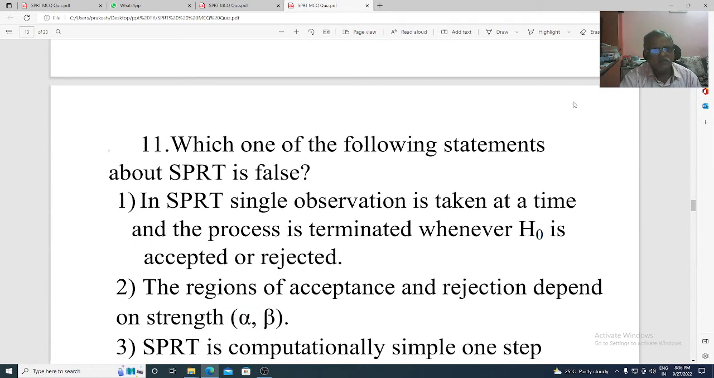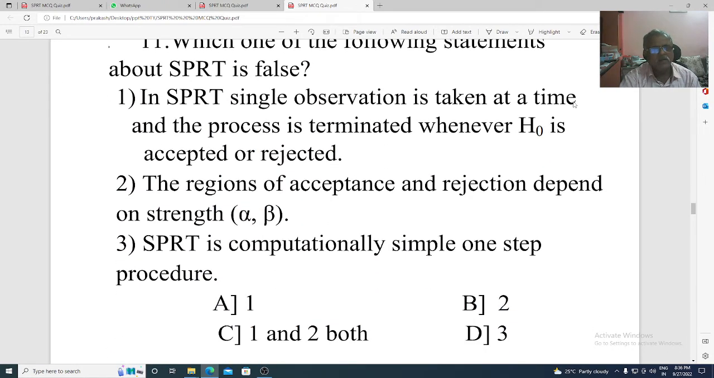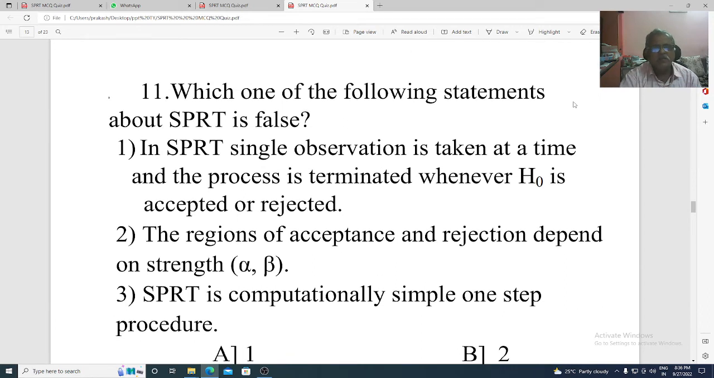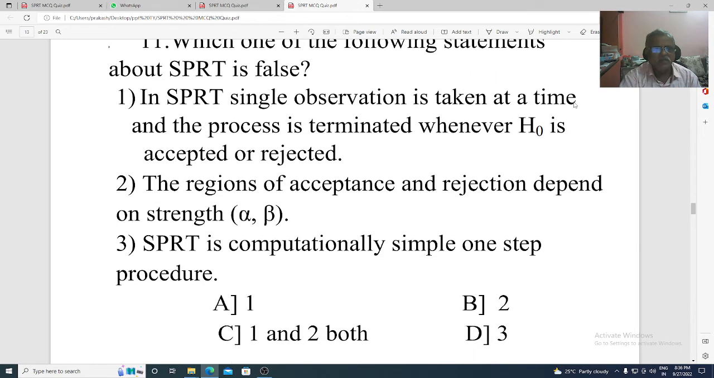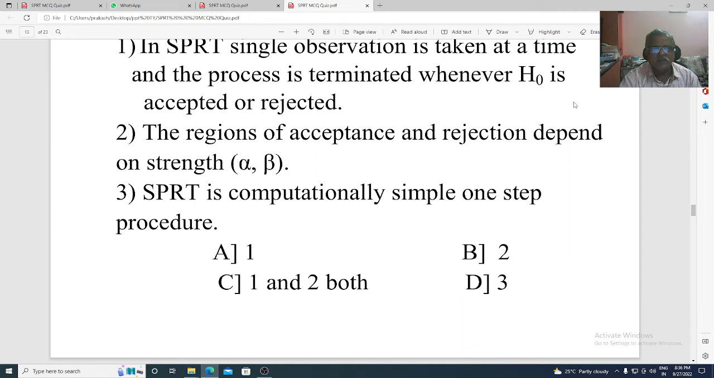Question number 11. Which of the following statements about SPRT is false? Statement 1. In SPRT, single observation is taken at a time. The process is terminated whenever H naught is accepted or rejected. Statement 2. The region of acceptance and rejection depends on strength alpha beta. Statement 3. The SPRT is computationally simple one-step procedure.